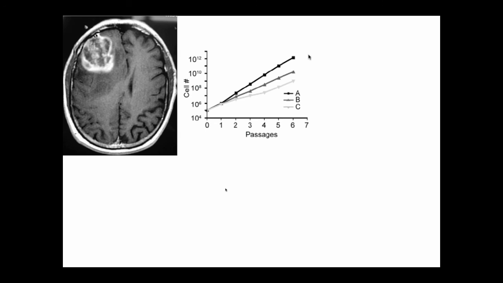Another place we've been using this has been in studying brain tumors. This is an MRI of a patient that has a glioblastoma. We can take that tissue after they've surgically resected it, take a sample of it, and generate a cell line. Here's an example of 3 different cell lines, each derived from different patients with a glioblastoma, and we get different slopes of the growth curves.